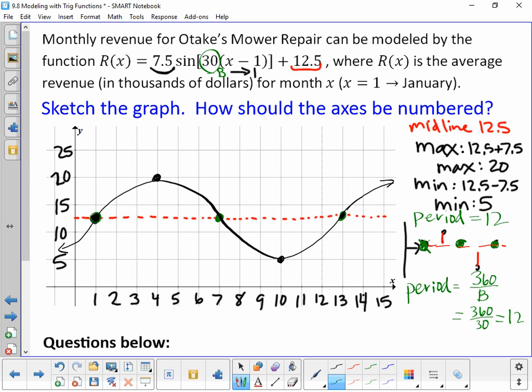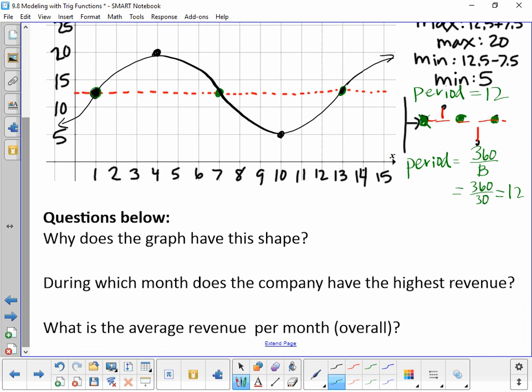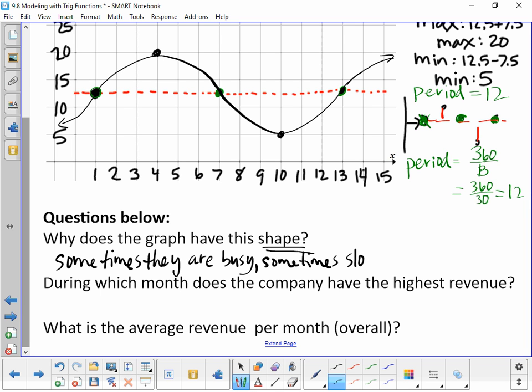So let's answer a couple of questions from this graph. Why does the graph have this shape? Well, this graph is showing the revenue for a lawn care mower repair service. So that shape, that up and down, sometimes they're busy and sometimes they are slow. Their business is sometimes slow. And what they call that is that this is a very seasonal business.